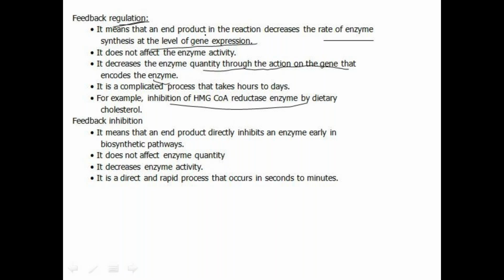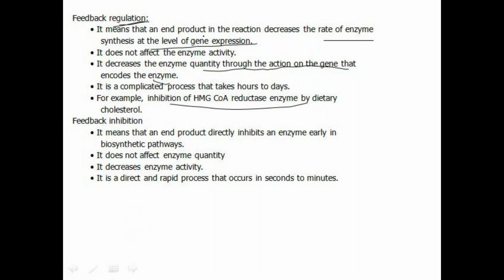Okay, understood here? Actually, four steps are there for the regulation of enzyme activity. The first is mainly allosteric enzyme regulation. The second one is covalent modification. The third is at the gene level, that is the transcription level and the translation level. At that stage, at the gene level, this feedback regulation and feedback inhibition process regulate or inhibit the enzyme activity.